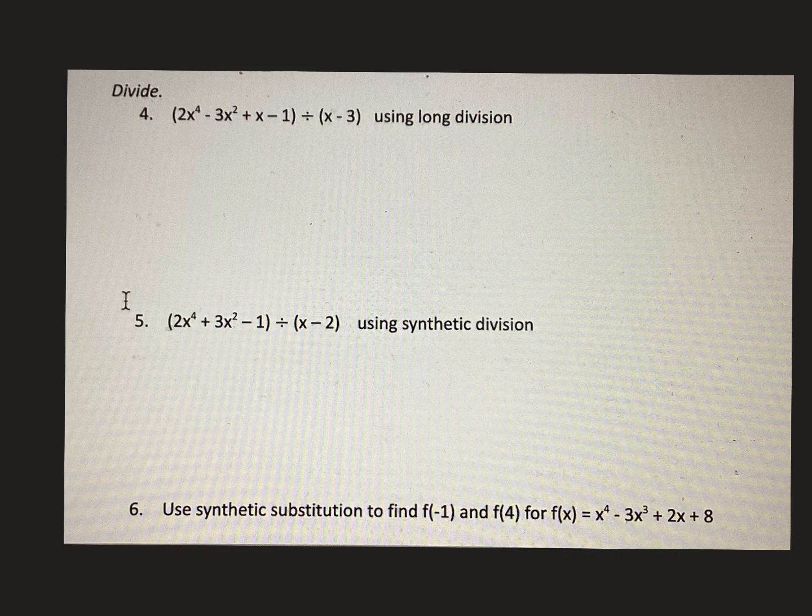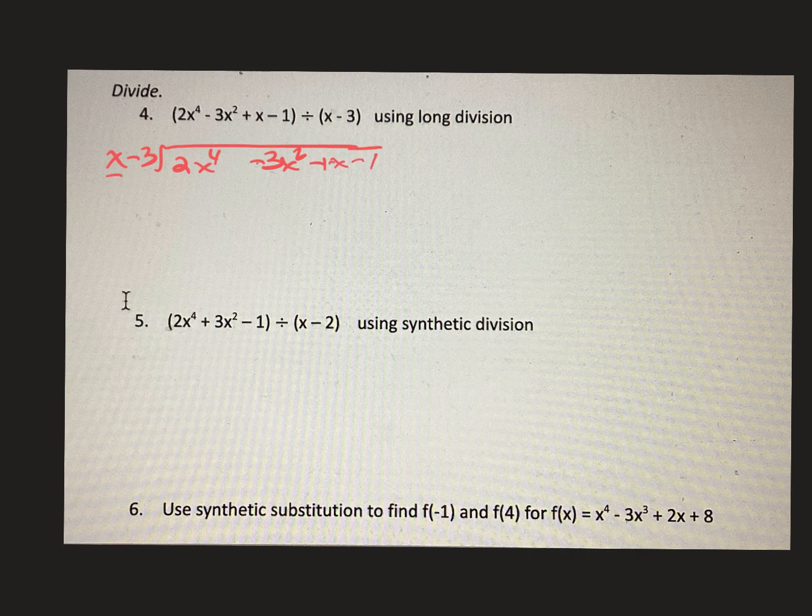Number 4, divide using long division. You have to show me long division here. Now, technically, I could do synthetic on this one, and you could too. And if you want to check it using synthetic, that is okay, but you have to show me long division here. I'm going to skip this part where x cubed would go. So leave space there.